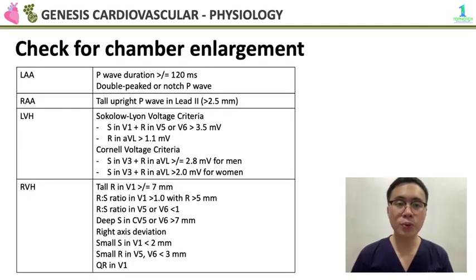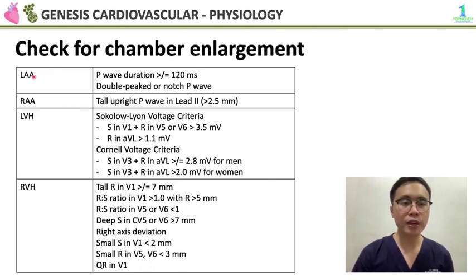So the next thing that we're going to do is to check for chamber enlargement. There are a lot of different criteria, but for me, I'll just highlight the more important ones, the ones that are more commonly used clinically, because we don't always use all the different sets of criteria.